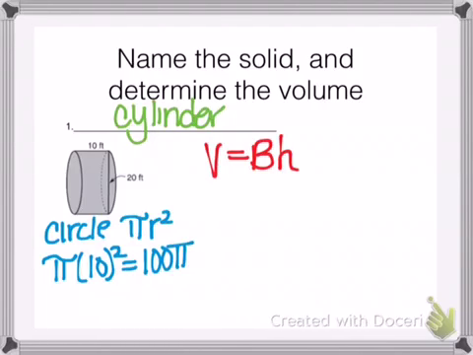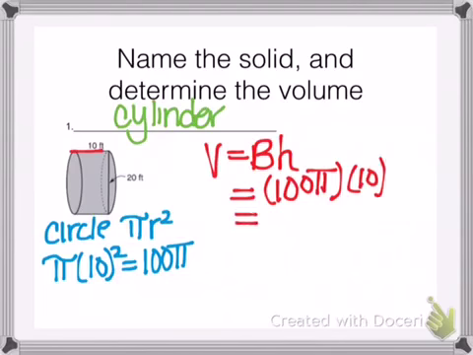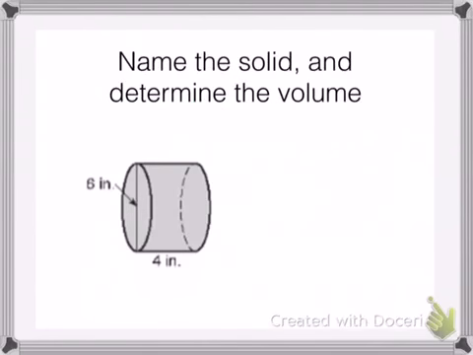Now, I can go back to my volume formula and I can substitute in 100 pi for the area of the base. And I look at the picture and I see that my height is 10. So if I multiply that together with my calculator, that tells me that the volume of this cylinder is 1,000 pi. You do this one.